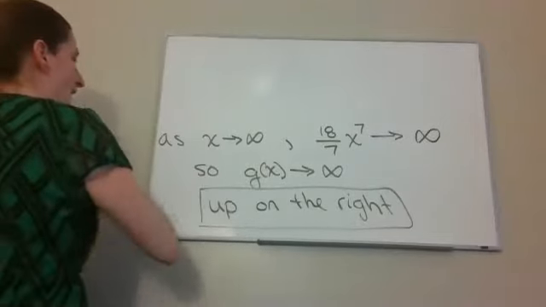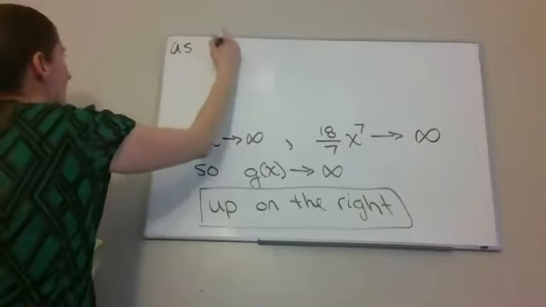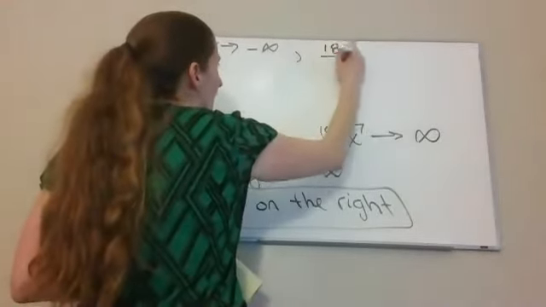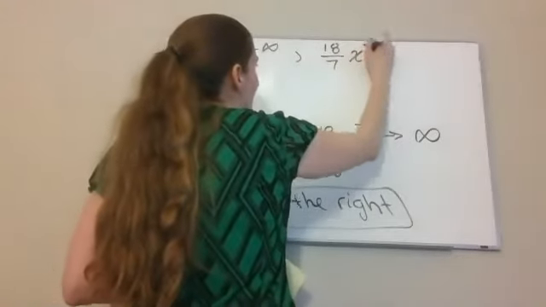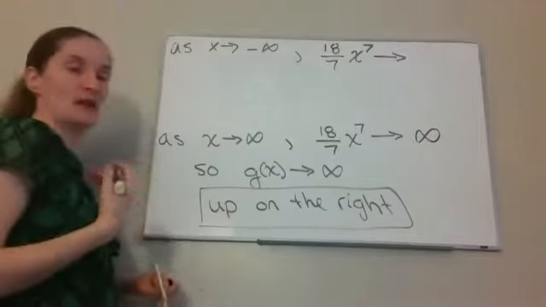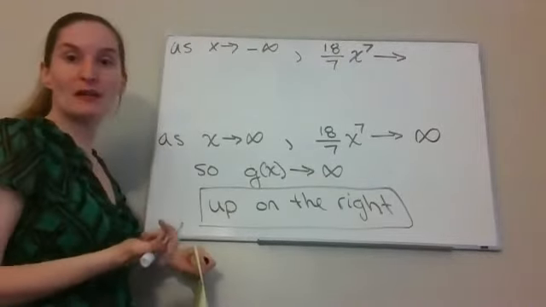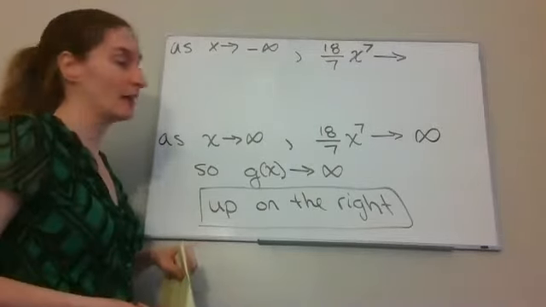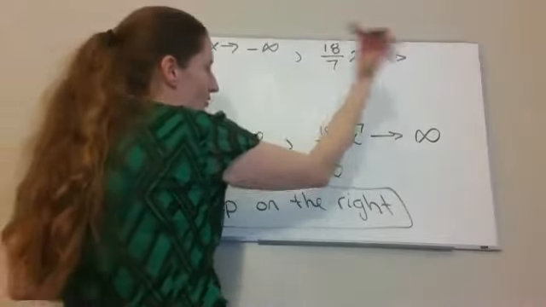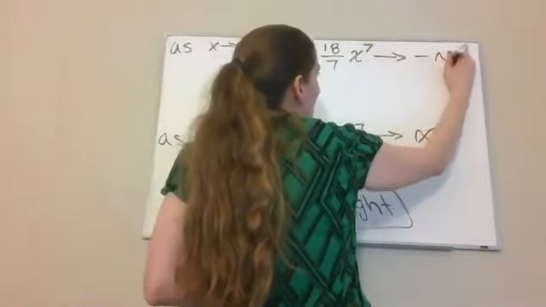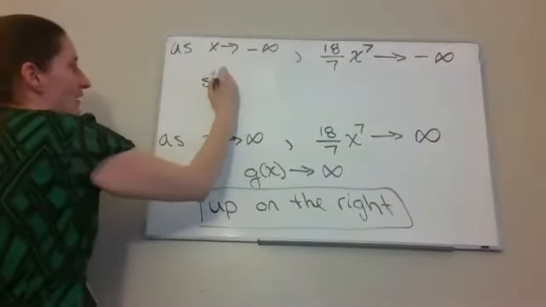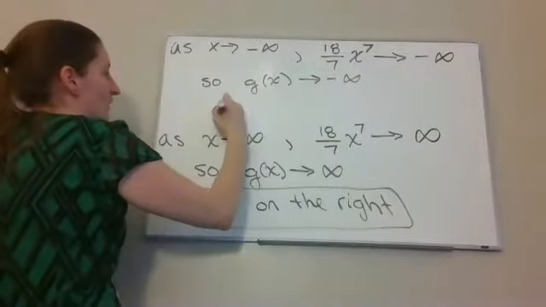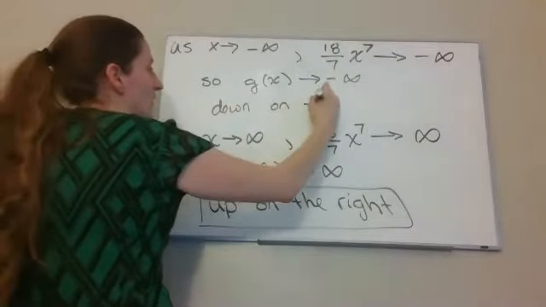So on the left side, we have to look at what happens as x approaches negative infinity. When we approach negative infinity, what happens to this 18/7 x to the 7th? Well, a negative huge number to the 7th power is going to be a negative huge number still. Negatives to an odd power are still negative. And then I'm multiplying it by a positive number, which keeps the whole thing negative. So this is going to negative infinity. That means my entire function is approaching negative infinity. And that means the graph is going down on the left side.